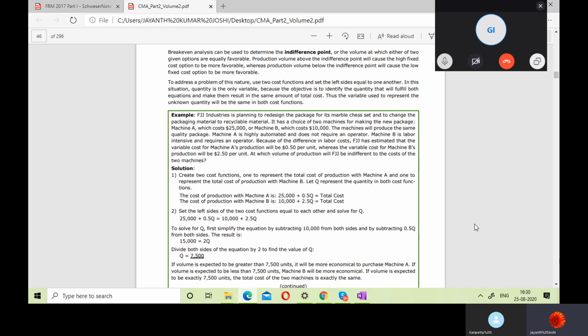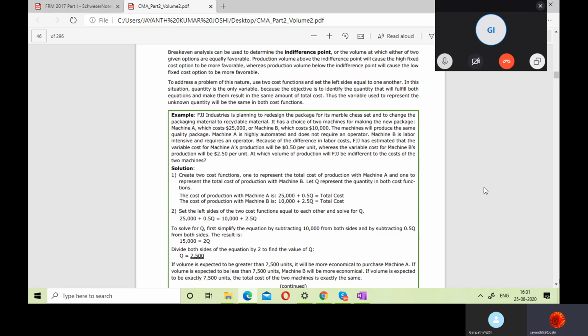to recyclable material. It has a choice of two machines for making the new package. Machine A, which costs this much, and machine B, which costs this much. The machines will produce the same quality package. Machine A is highly automated and does not require an operator. Machine B is labor intensive and requires an operator. Because of the difference in labor cost, FJJ has estimated that variable cost for machine A production will be this much, whereas variable cost for machine B's production will be high, because there you are hiring labor also, and in the first case you are not hiring labor. So when you hire labor, your variable cost increases, because the higher the production you do, the more the wages you have to pay.